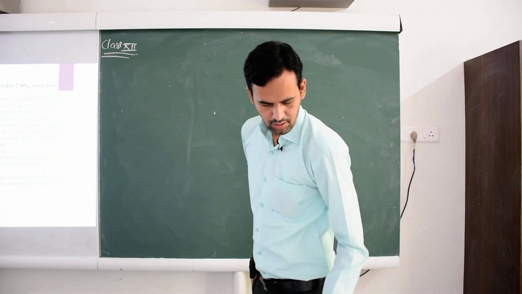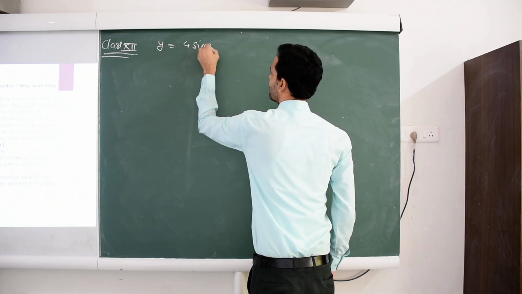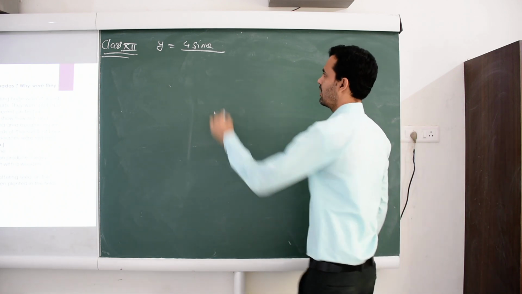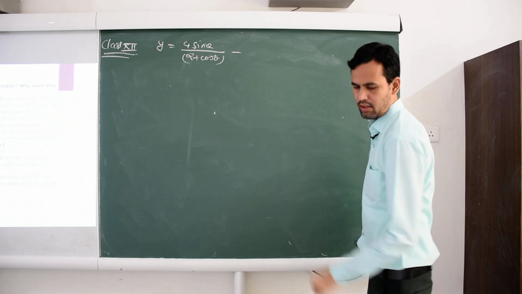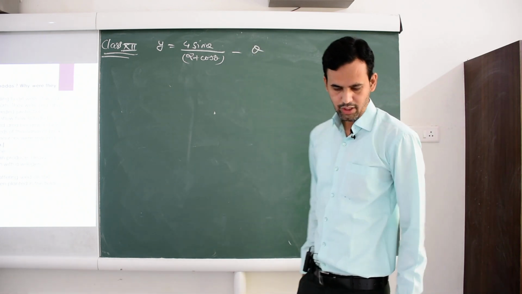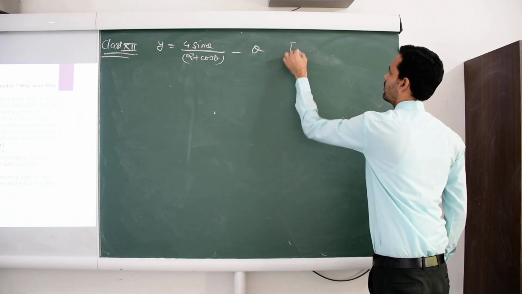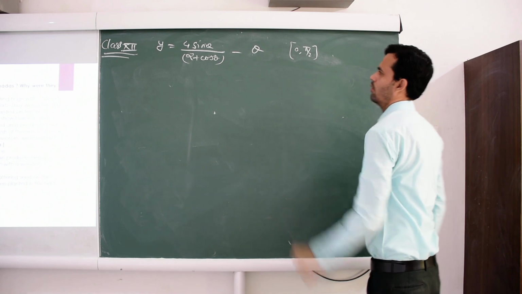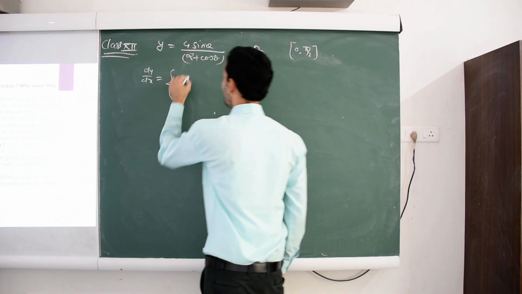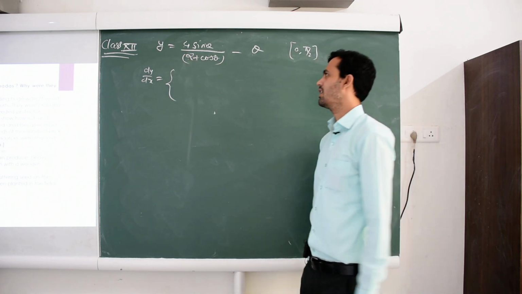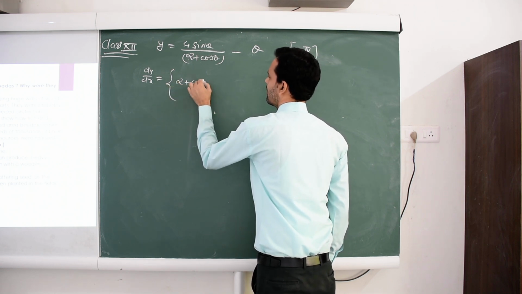Question number 9, y equals 4 sin theta upon 2 plus cos theta minus theta. We have to show that this is an increasing function in the interval 0 to pi by 2. So first we differentiate it, dy by dx. This is f(x) upon g(x) form, so we take the quotient rule.